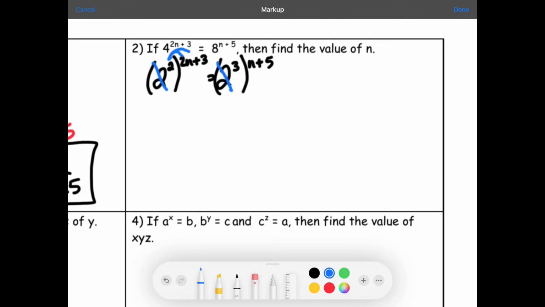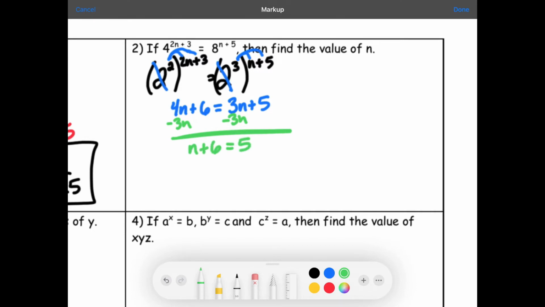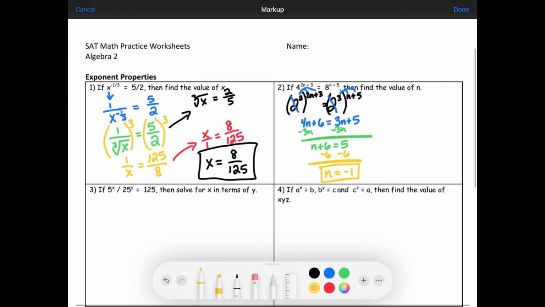So if we distribute the 2 here, we'd have 4n plus 6 equals, and then distribute the 3, n plus 15. Oh no. That's supposed to be 15. Oh dear. n plus 6 equals 15. Oh my goodness, I'm so embarrassed. Subtract the 6, n equals, it'll say -1, but it's supposed to be 15 minus 6, which is 9. Oh my goodness, I'm so embarrassed.